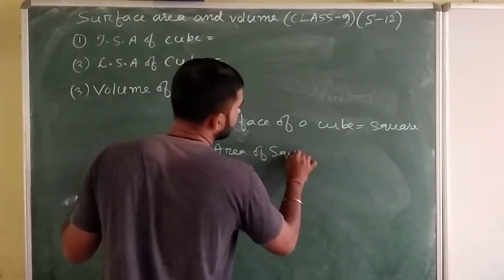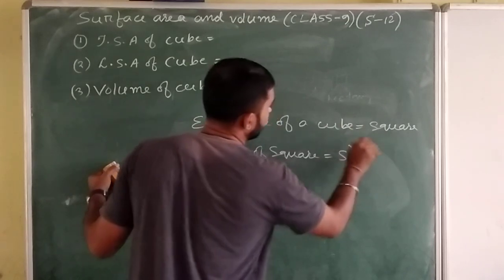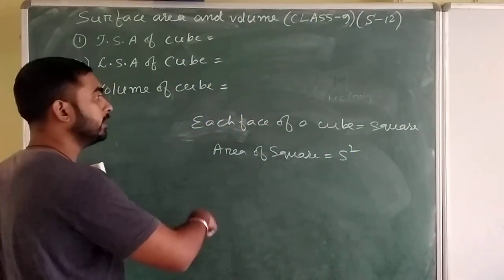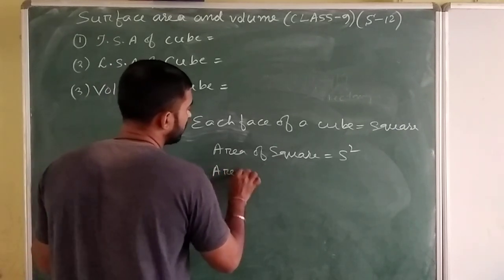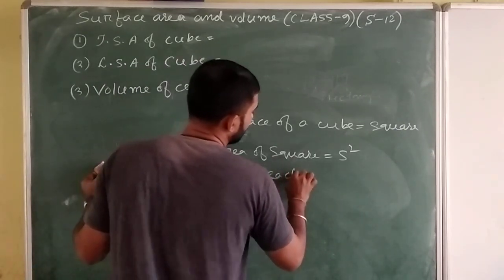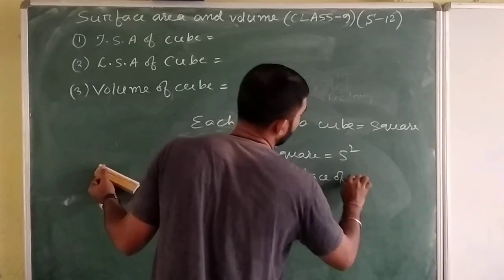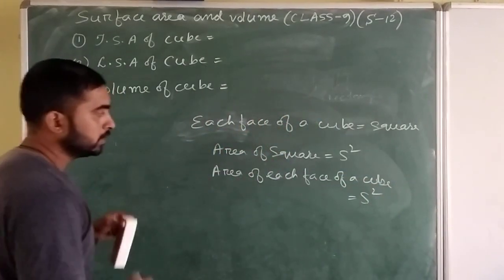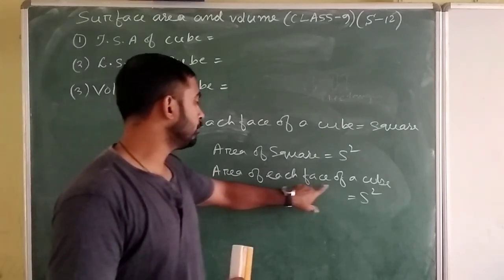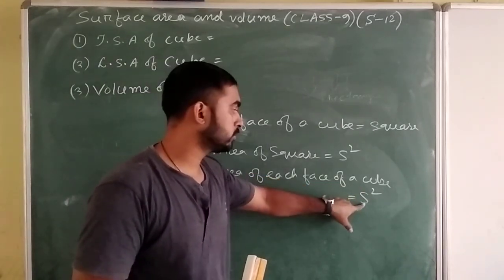Now what is the area of a square? Area of a square is side square. So similarly, what is the area of each face of a cube? Area of each face of a cube, that is also side square. So this is the area of each face of a cube, equal to side square.